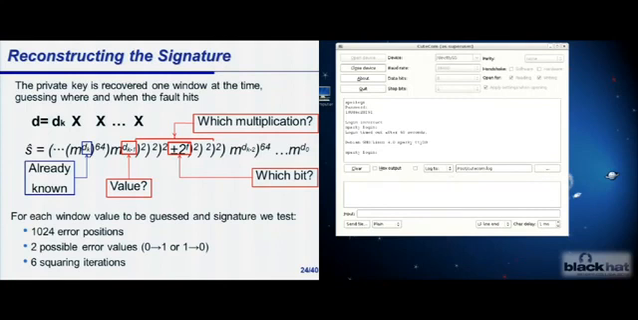If you do find it, you're golden. You move on to the next window. If you don't find it, you try the next message.